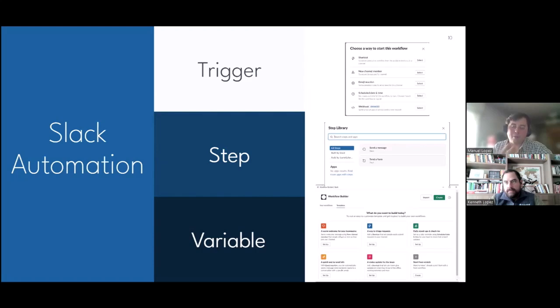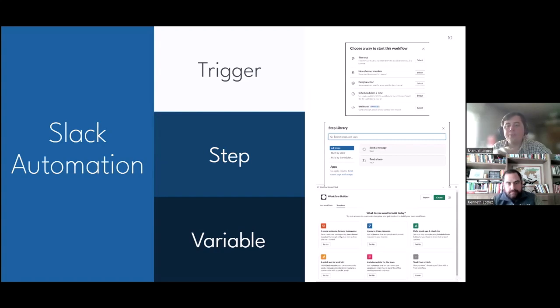That one requires, of course, coding, but it allows you to connect Slack with an external application, a custom-made one that you might need to use. So the trigger is what is starting the action.